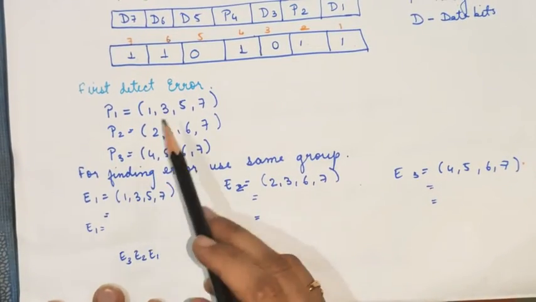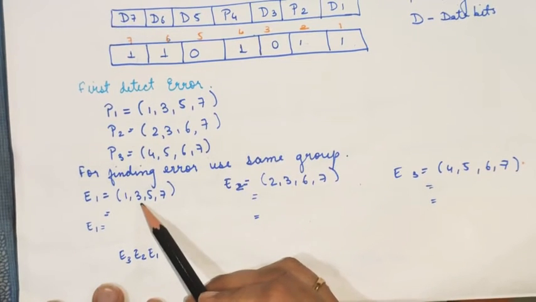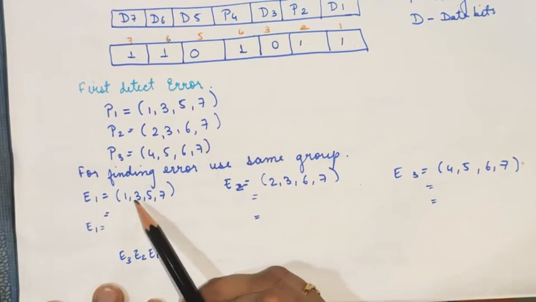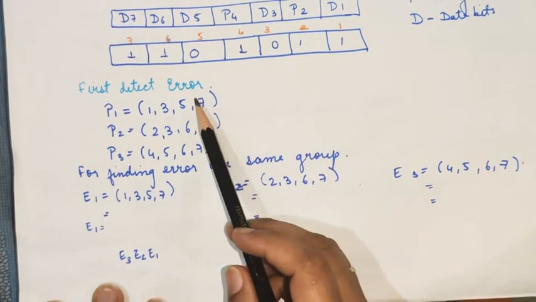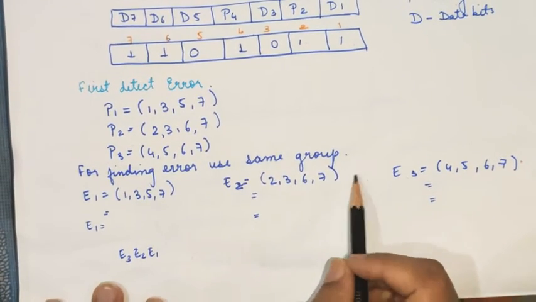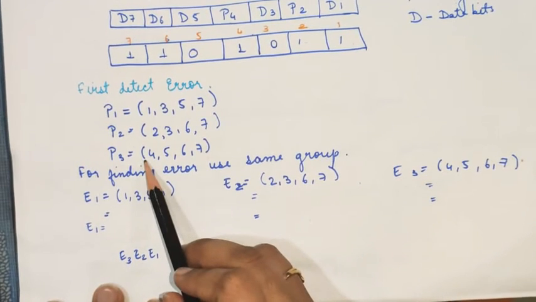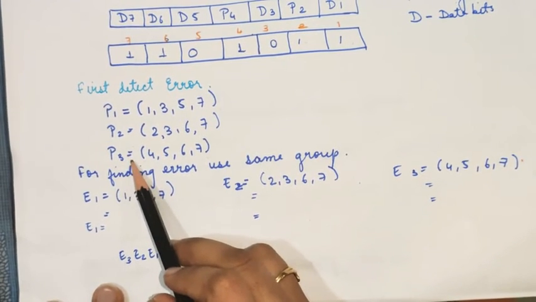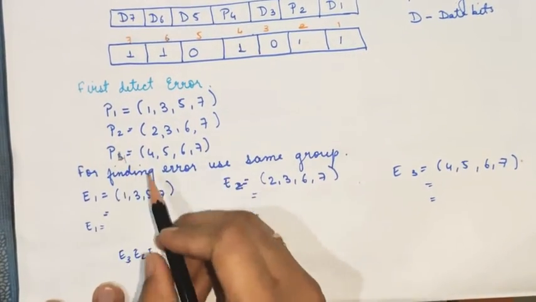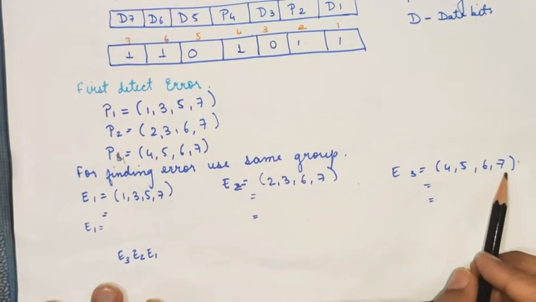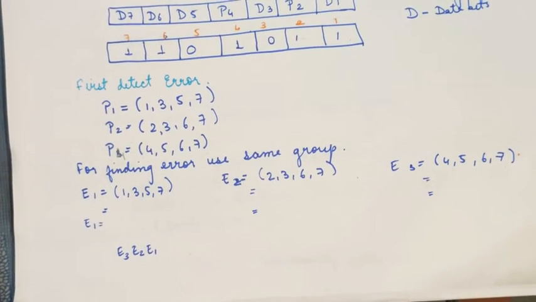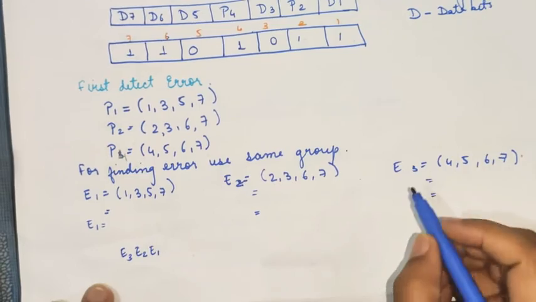Now how are we going to identify the error in this string? Similar to the parity bit grouping, we are going to group the error bits E1, E2 and E3. The E1 group would be 1357, similar to the parity bit. Similarly, E2 would be the group 2367 and E3 would be the P4 group, 4567. So similarly we are going to calculate the values of E1, E2 and E3.